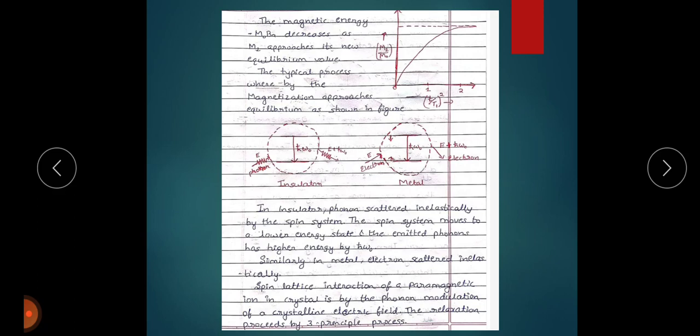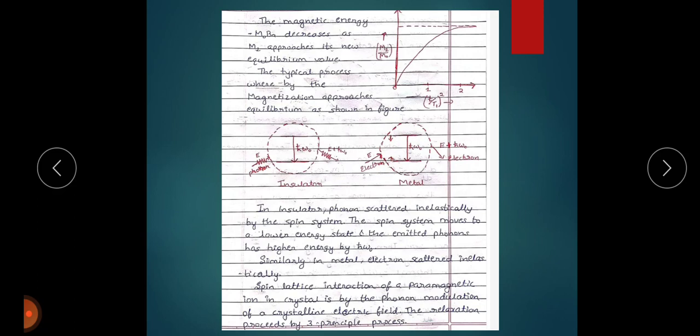Next, the phonon scattered inelastically by the spin system moves to the lower energy state, emitting a phonon with energy h cross omega naught, with the liberation of energy E plus h cross omega naught, going from the higher energy state to the lower energy state. Similarly, in the case of a metal, the electron is also scattered inelastically, emitting an electron with energy h cross omega naught. The electron in the lower energy state takes the energy E and goes to the higher energy state, and it is scattered inelastically. Then it goes downwards, emitting radiation or an electron with energy E plus h cross omega naught.